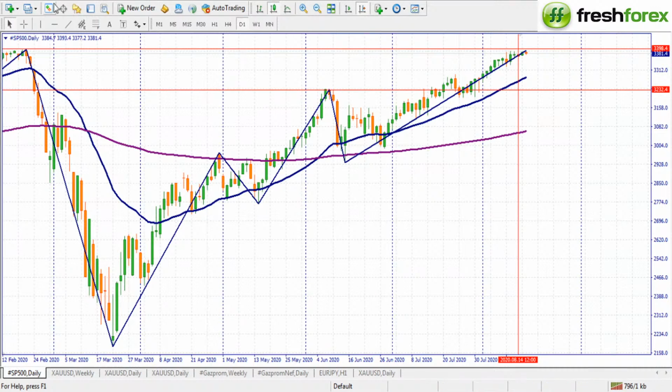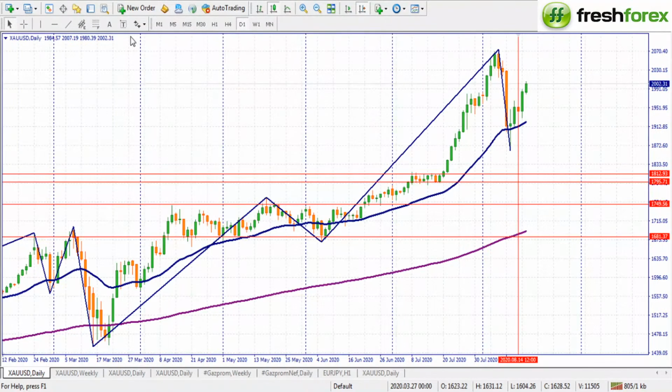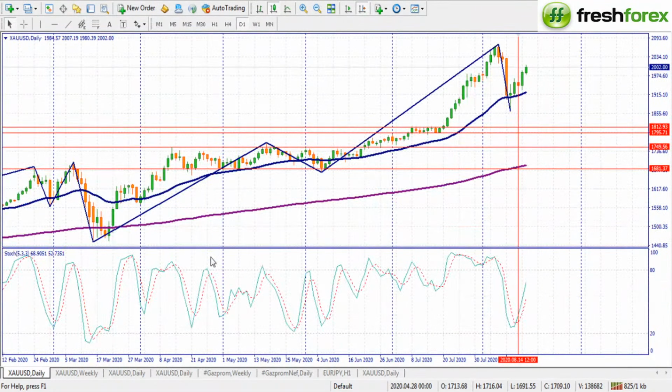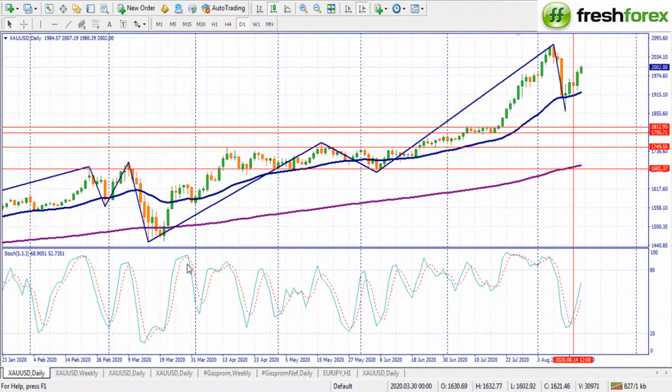The last chart we'll look at is gold. Gold so far is bullish, although it's overbought, but we are still somehow upwards. We check the stochastic indicator with the default settings. From this point here, around late May this year, the price was overbought.